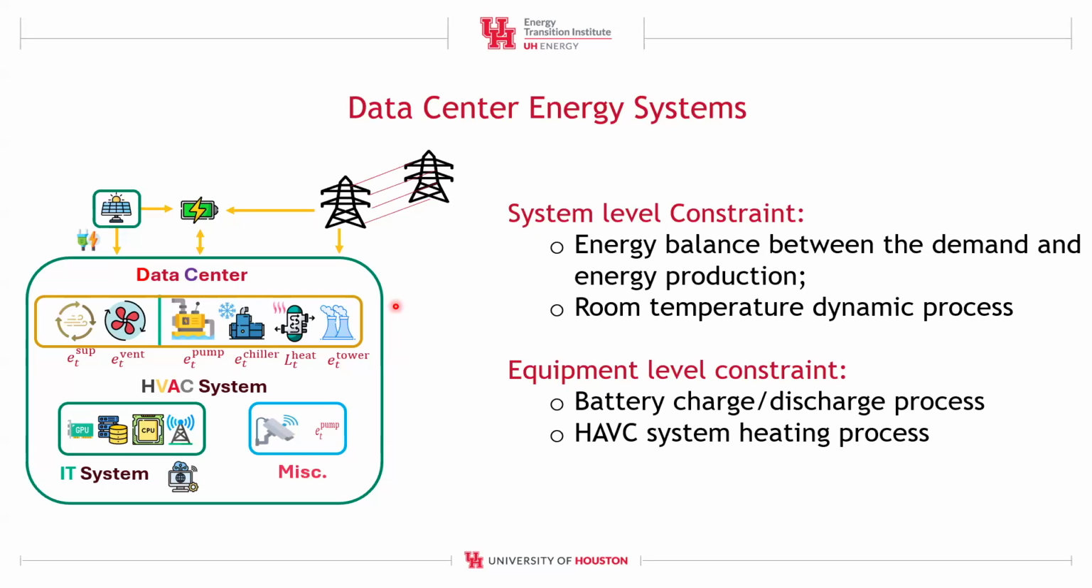building up linear constraints to mimic this dynamic process. Besides the system level constraints, we also have equipment level constraints. For each piece of equipment, like the battery and HVAC, we need different constraints to capture its operations. So we also need to build up linear constraints to capture the operations of this equipment. In sum, this data center energy management problem can be modeled by a mixed integer linear programming model. And for this problem, we can use the quantum computer to solve it. Then let's see the result.